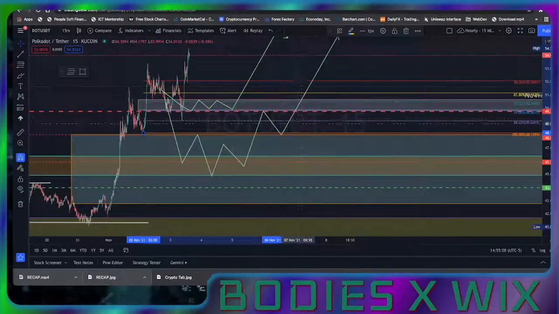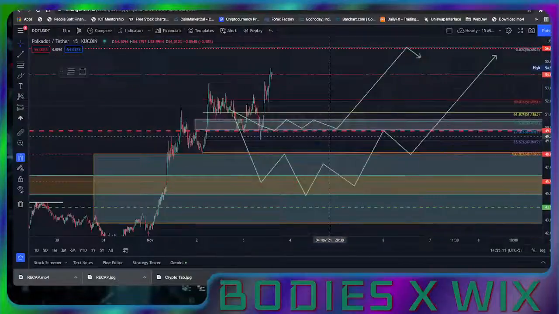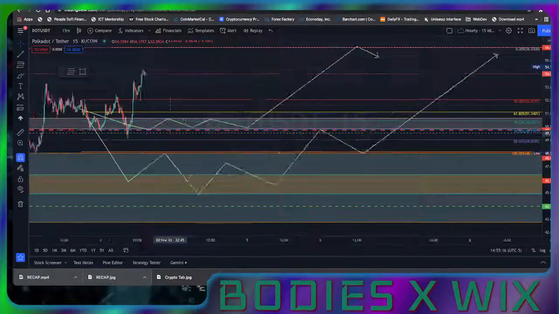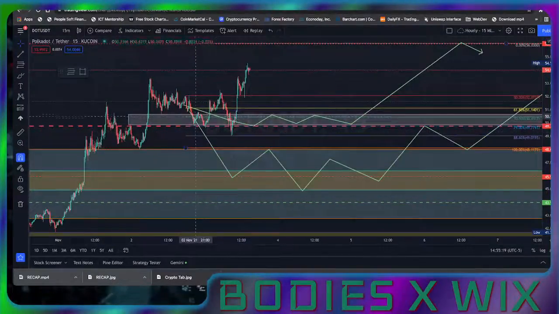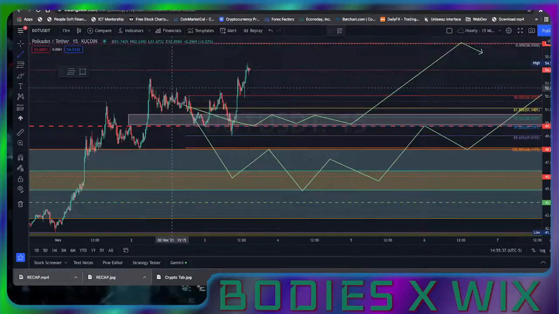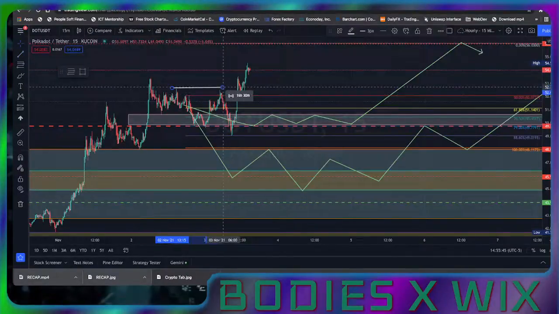And what did it do? It almost did exactly that, except for it did stay right in the area. Then it moved out a little bit. Then it came up. And then once it came up, right there was the sign that it was going to go higher. Why? Because it created an area of 2 equal highs. Close enough.